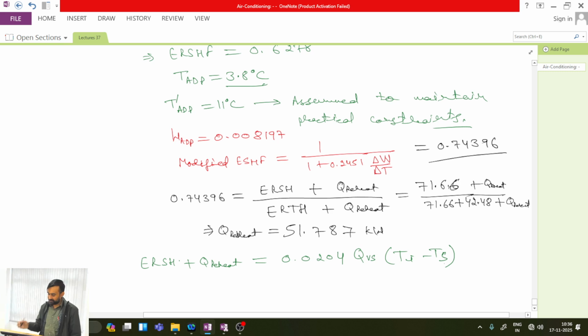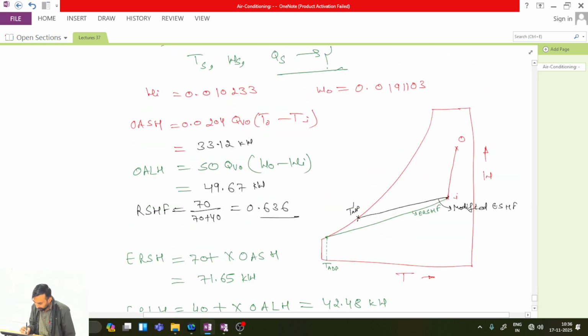Okay, let me assume my supply air state is this. This is my supply air state S. Then if this is S, then this will be X, and this will be 1 minus X. So if I have to calculate the value of Ts with reference to Ti, it will be Ti minus TADP into 1 minus X. Is this one clear or not?